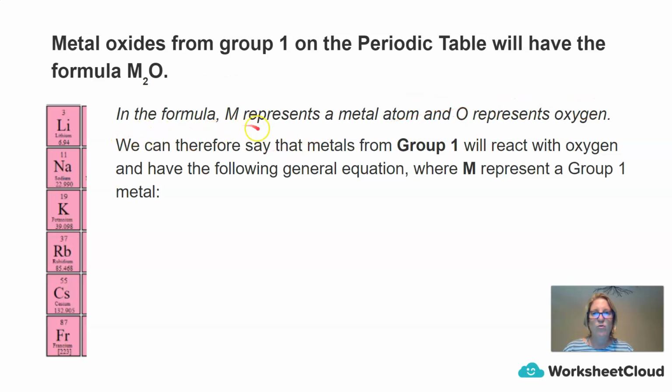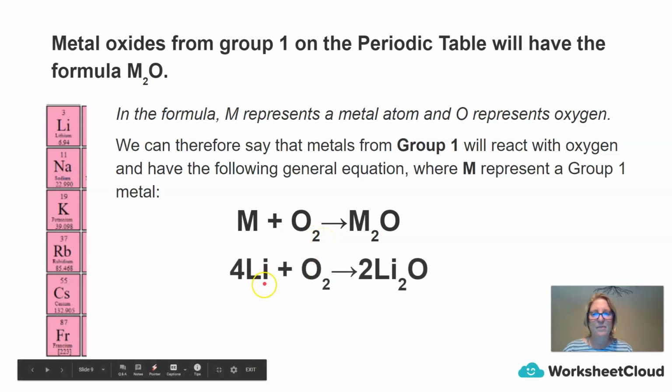So we can therefore say that metals from group 1 will react with oxygen and have the following general equation, where M represents a group 1 metal. So metal plus oxygen gives us a metal oxide. And remember, oxygen in its elemental form is diatomic, and that is why we write it as O₂.